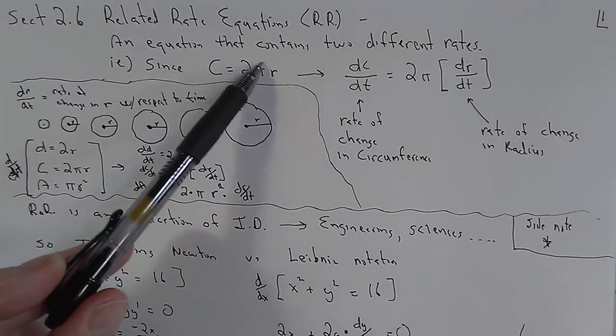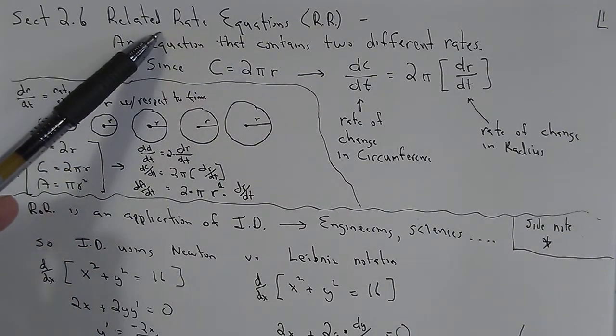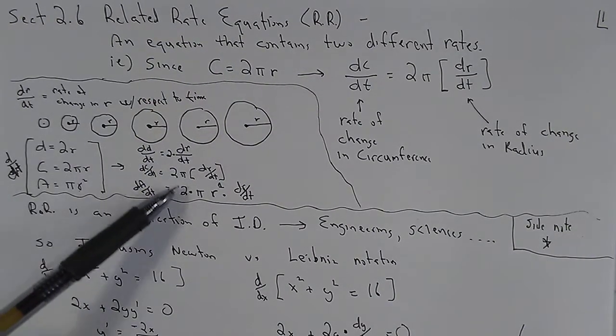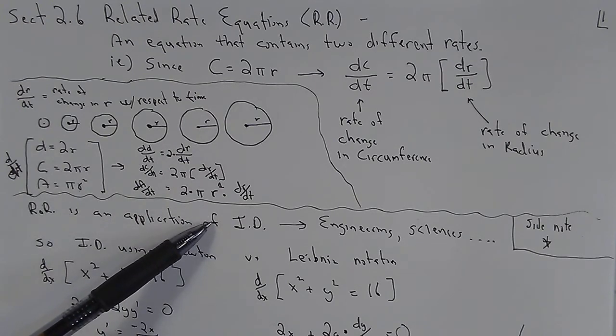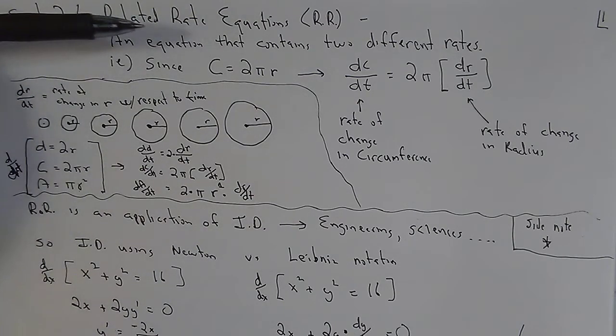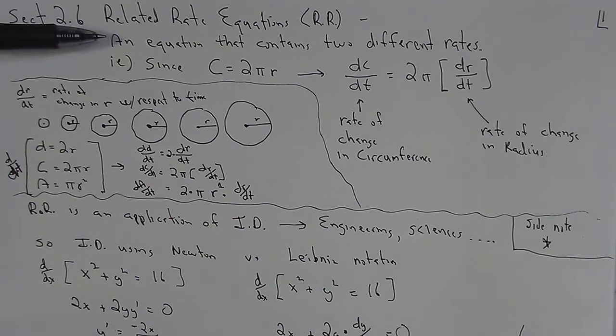Okay. Related rate equations are an application of implicit differentiation, and they arise in engineering and sciences and stuff like physics. So I think it's a pretty cool topic to think about. A related rate equation is an equation that contains rates, and hopefully it only has two different rates. If we have more than that, we want to do something first so we can get down to just two. It just makes it more complicated.